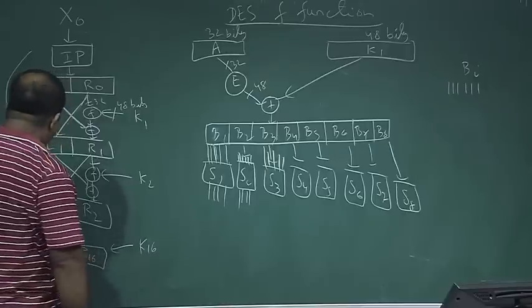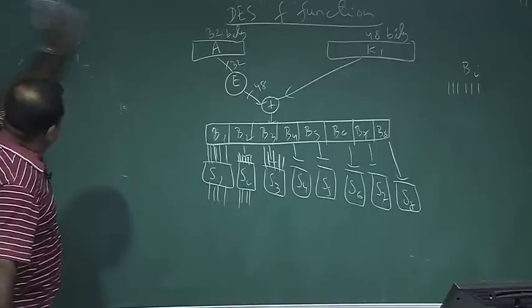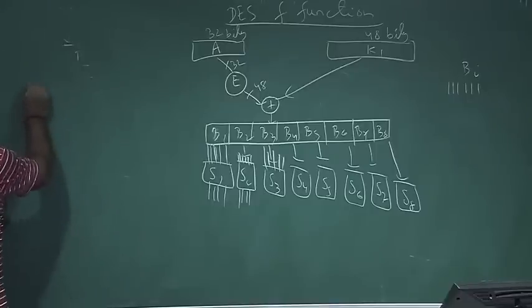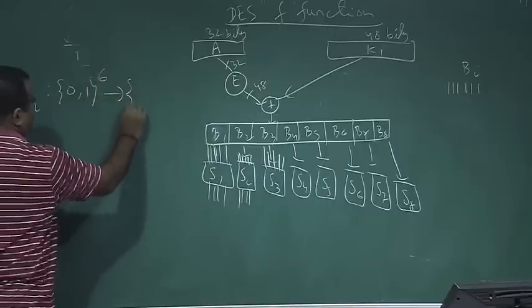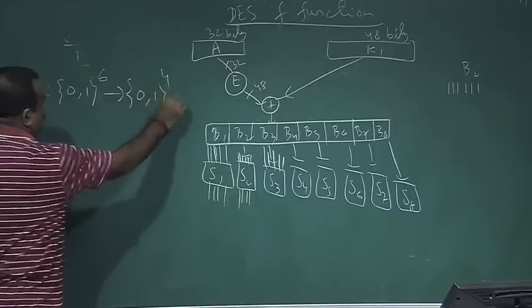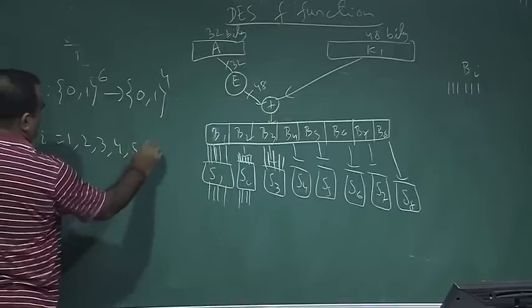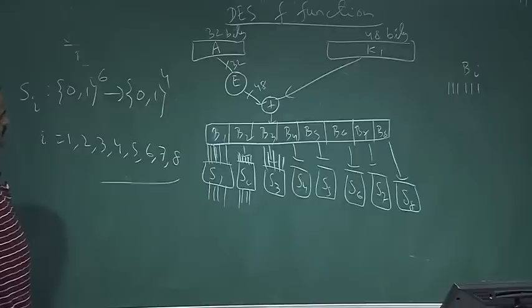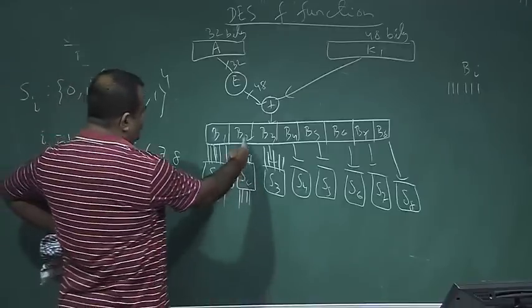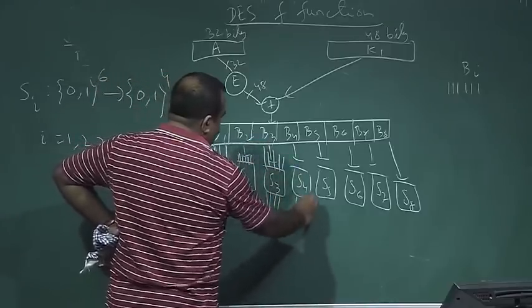So, these Si are basically the substitution functions, which are the S boxes. Si is taking a 6-bit input and giving us a 4-bit output, where i is equal to 1, 2, 3, 4, 5, 6, 7, 8. We have 8 such S boxes. How they look, we will come to know. Each of these is 6-bit, we apply the S box and get a 4-bit output.